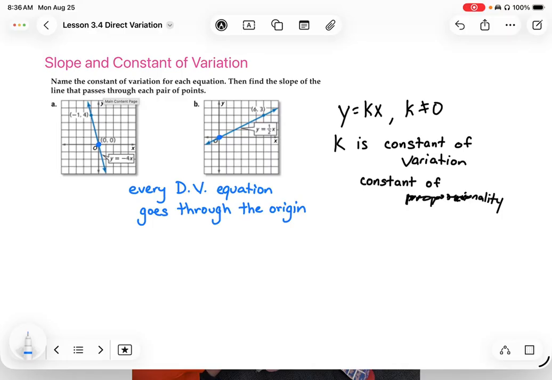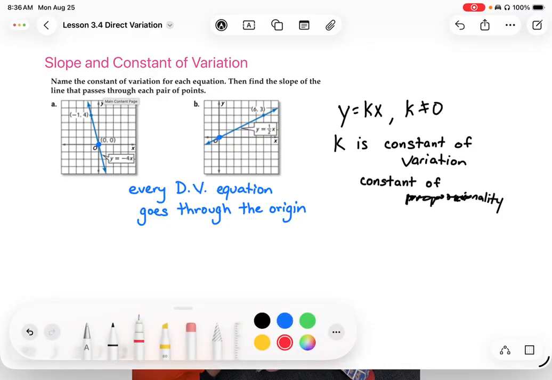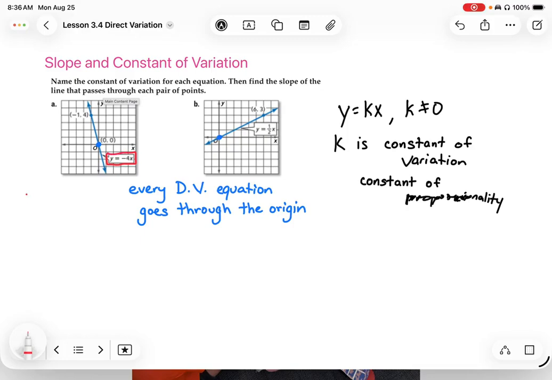So what we're going to do is find the constant of variation or the slope here, and we're going to use both the equation that we're given and the slope formula that we've learned previously. In this first one, the equation that we're given is y equals negative 4x. Since it's written in the form y equals kx, we know that the value in front of the x is the constant of variation. So the constant of variation here is negative 4. And now we'll use our slope formula with these 2 points, negative 1, 4, and 0, 0.